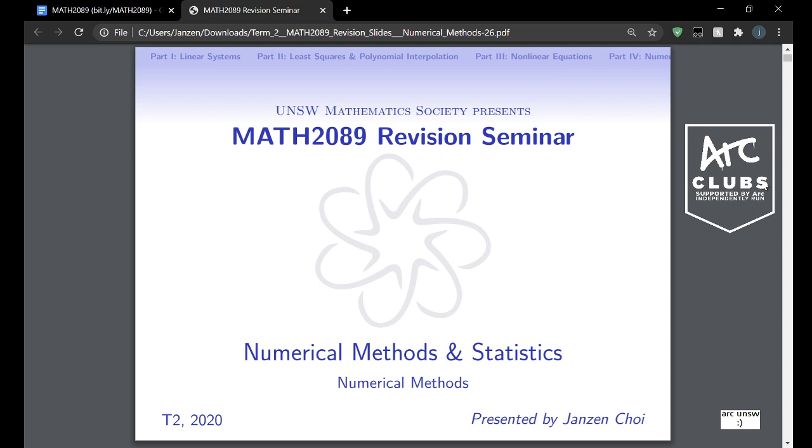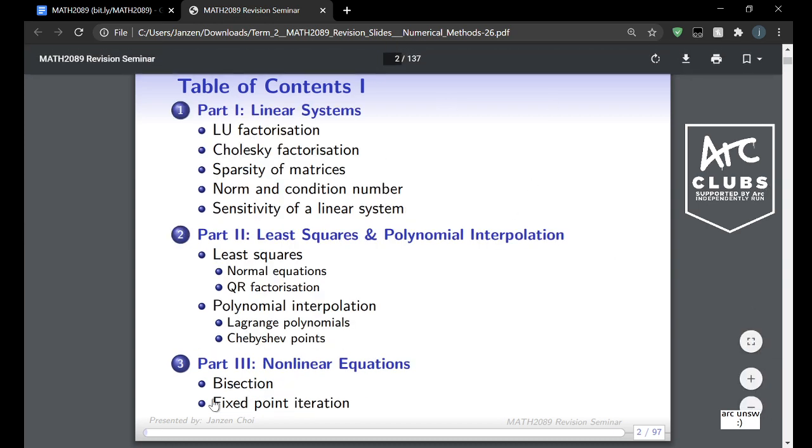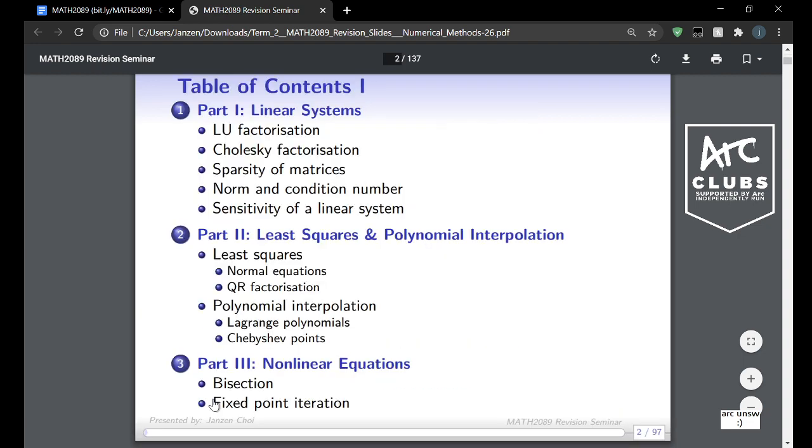Okay, alright, so I'm Janzen, and I will be presenting the numerical methods section of the revision seminar. I'm just the presenter. These slides were made by the glorious Gerald Huang, so thank you for that, Gerald. I mean, look at these. There's a progress bar at the bottom. It's really good.